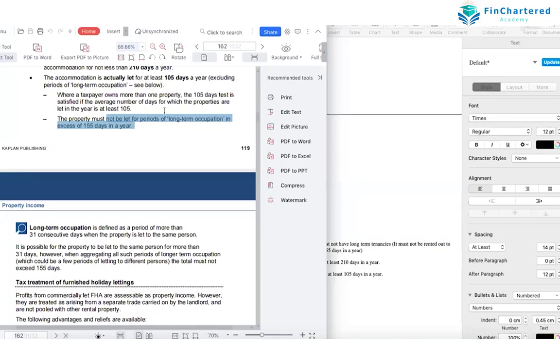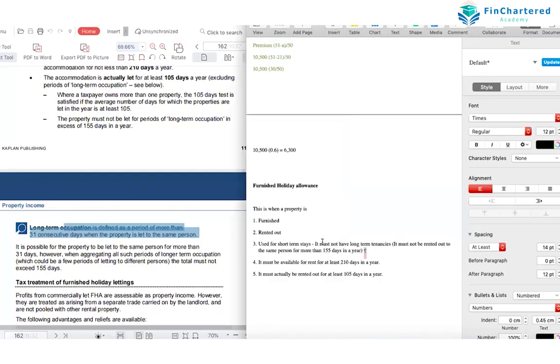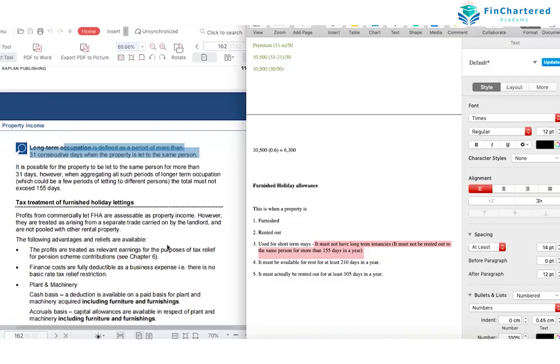So once that is clear, and also continuously, if it is let, see, in total we are talking about 155 days. Maybe you have a property in London. So one time I'll come and I'll stay for 15 days. Then again, I'll come after 2 months, I'll stay for 15 days. That total should not be 155. And also at the same time, continuously, it should not be for more than 31 days. Because if it crosses 31 days, then it will become like long-term occupation.